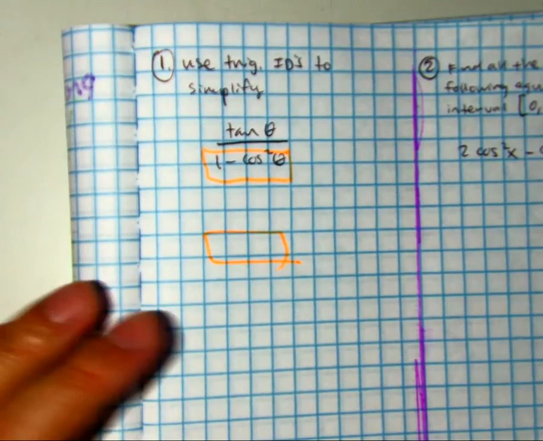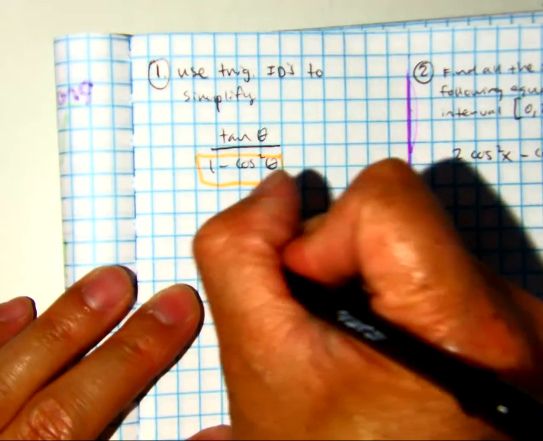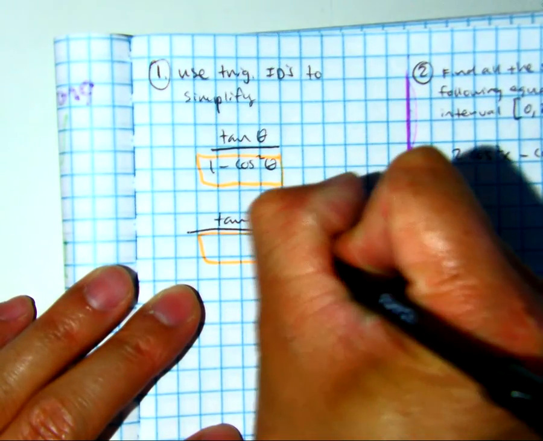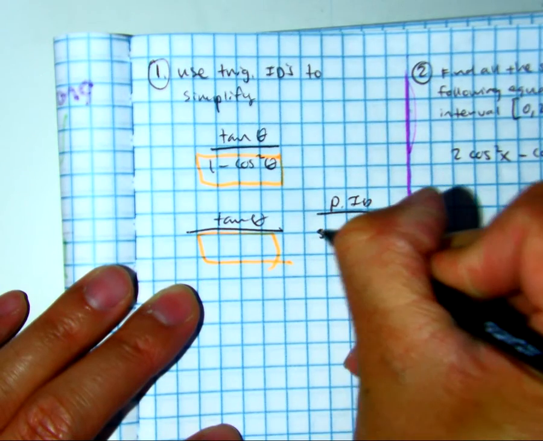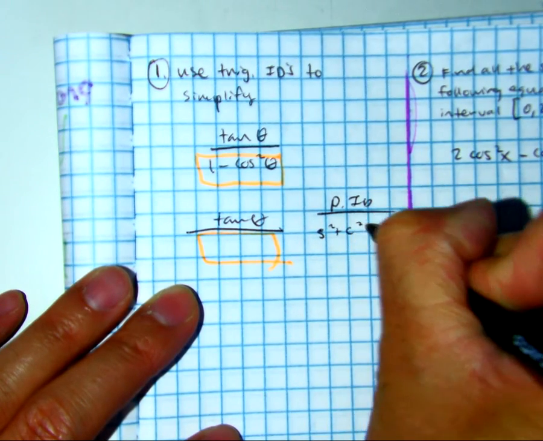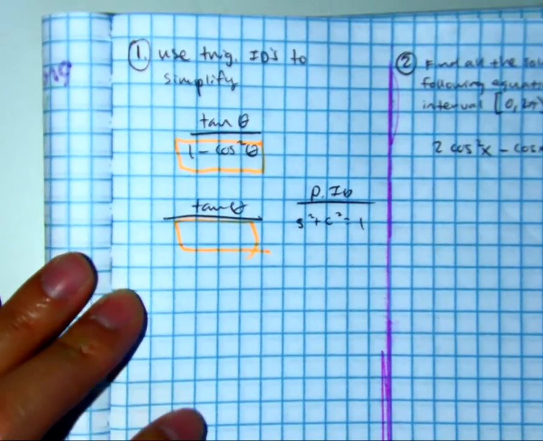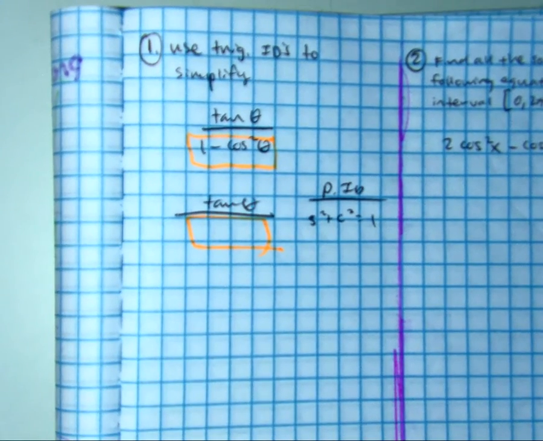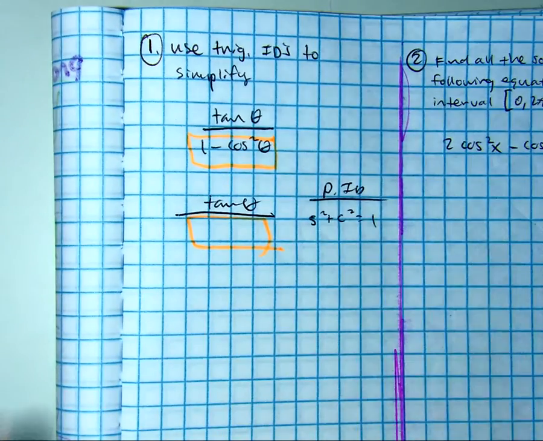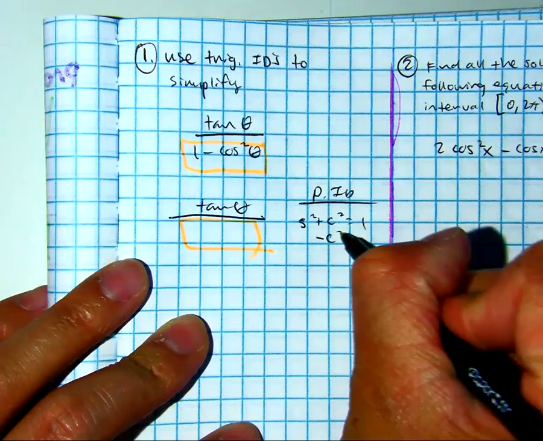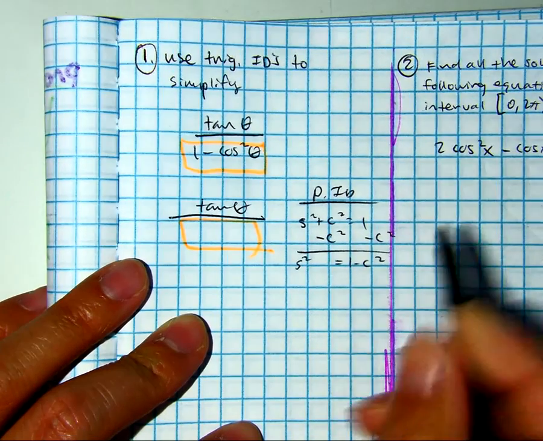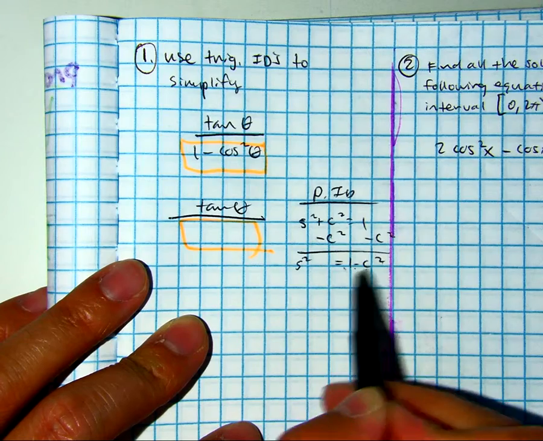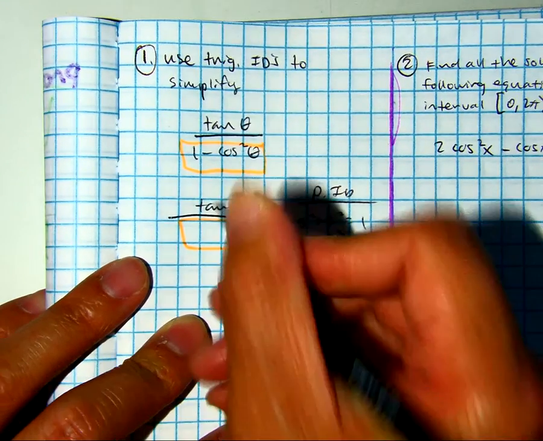Which identity? The Pythagorean identity. Pythagorean identity is sine squared plus cosine squared equals 1. I want this to look like 1 minus cosine, so I'm going to subtract cosine. Every time I see 1 minus cosine squared, I can write sine squared.